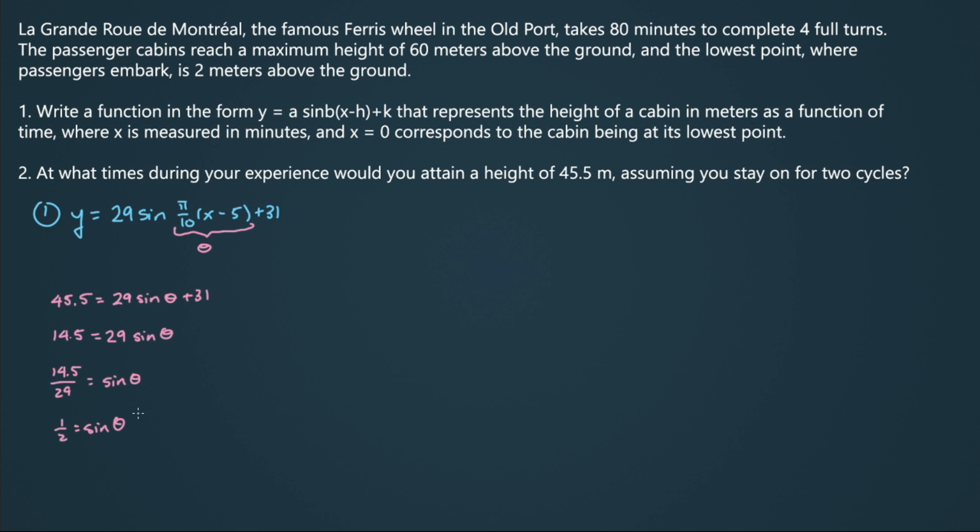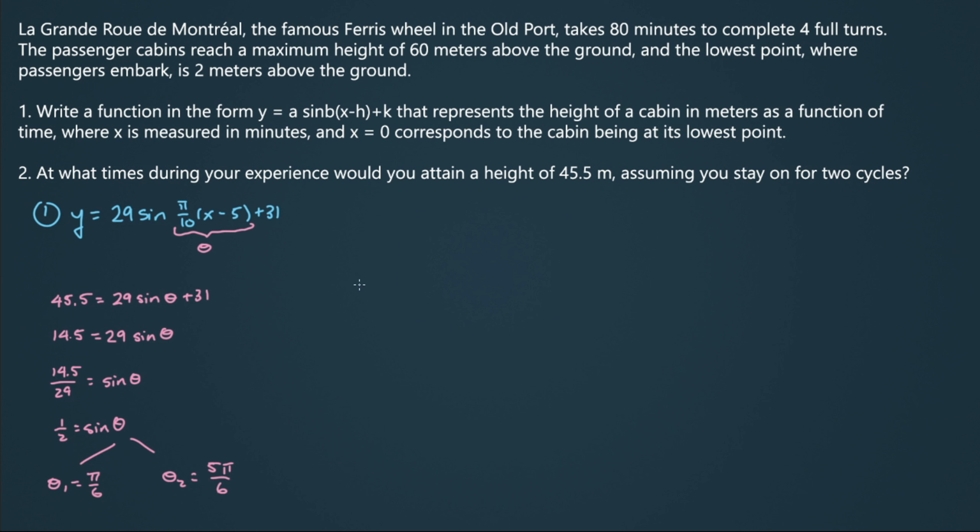And here we don't even need our calculators. We can just look at a unit circle. You're going to see that my first theta is pi over 6, and the second theta is 5 pi over 6, okay? But now we're not looking for thetas, we're looking for x's, right? We're looking for time, okay?